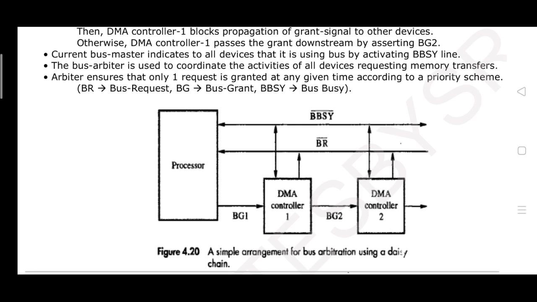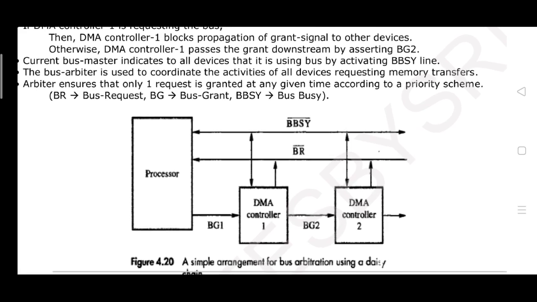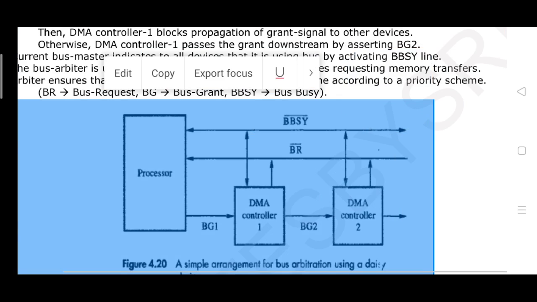Bus busy will be set to high whenever the bus grant signal is activated. Once the bus grant is activated, bus busy also will be activated, because you have to tell the other members, other participants, that you are using the bus currently, right? Others cannot request. Even if a request is made, the bus cannot be arbitrated. It can be arbitrated only once the process is completed, right? So this is one very simple concept. If you understand the diagram, then you can write your own explanation.